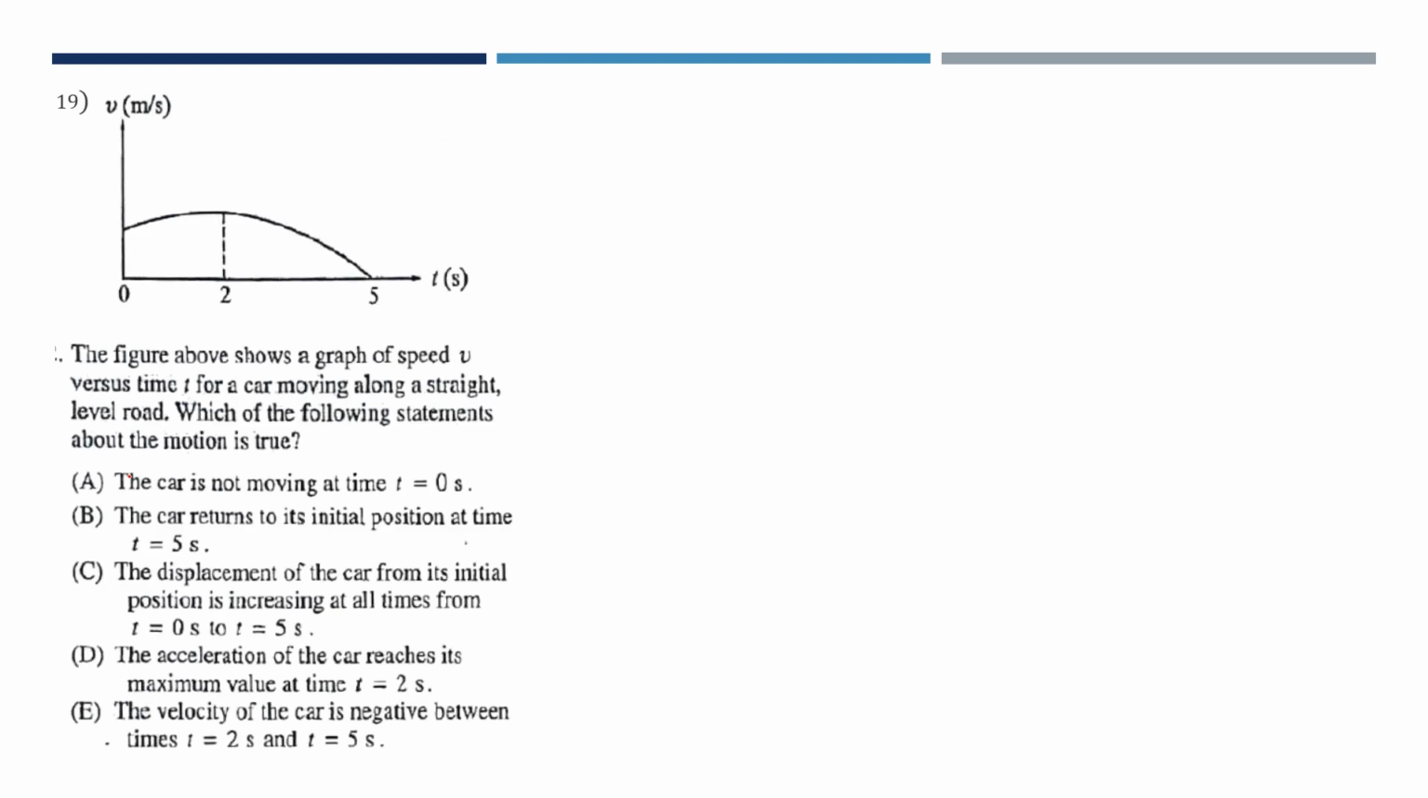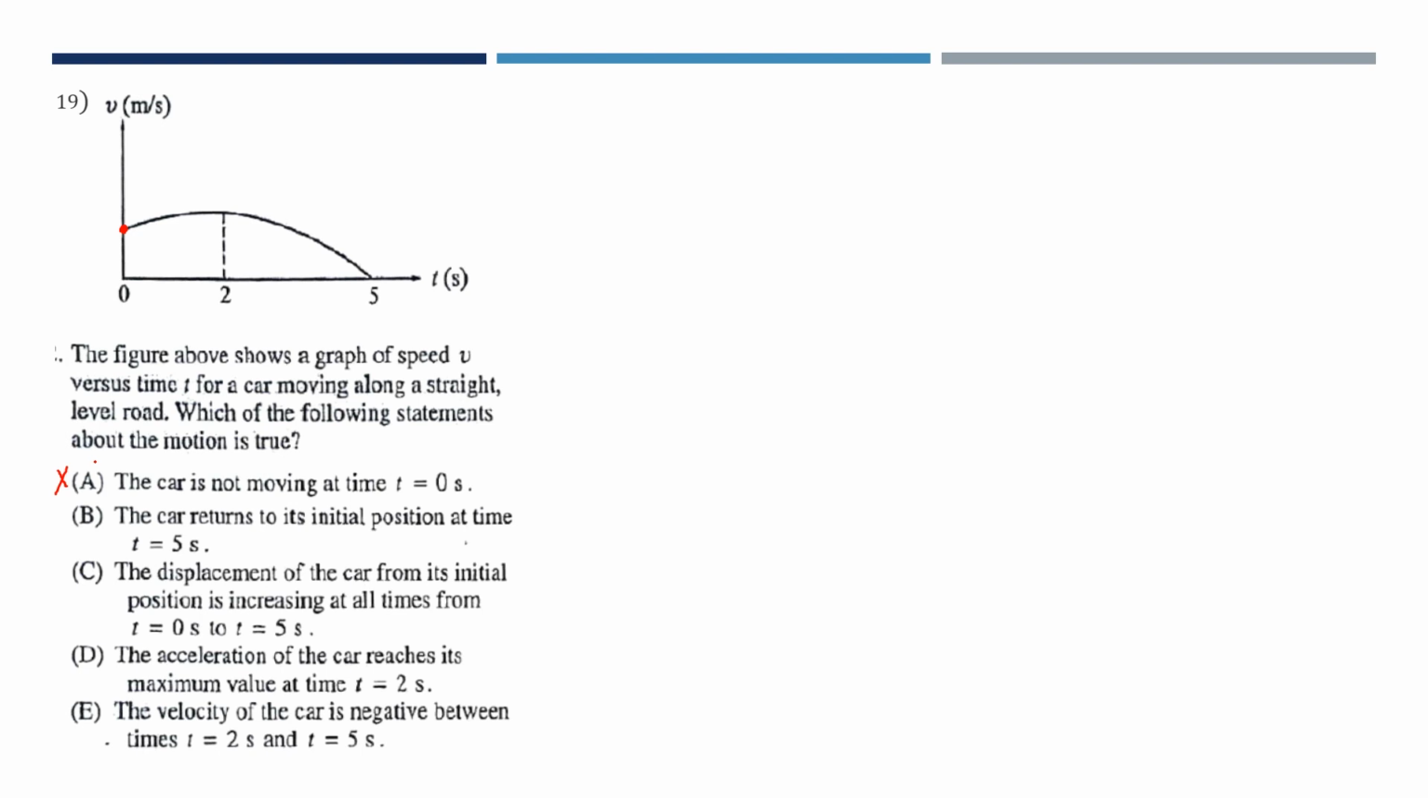Question 19. We have a graph between velocity and time. The figure above shows a graph of speed v versus time t for a car moving along a straight line. We have a car moving along a straight, level road. Which of the following statements about the motion is true? A. The car is not moving at t equals 0. No, at t equals 0 we have a positive velocity. We have a value for velocity, so A is not correct.